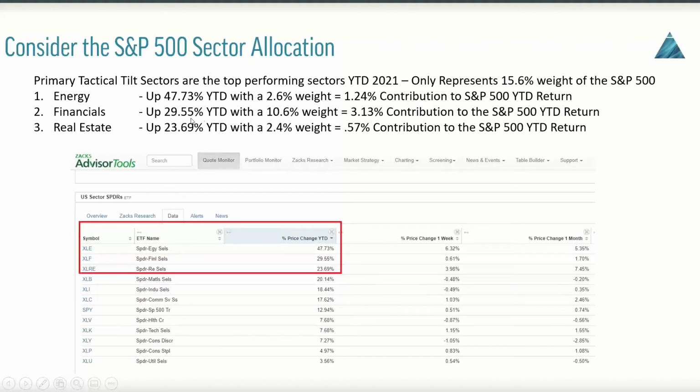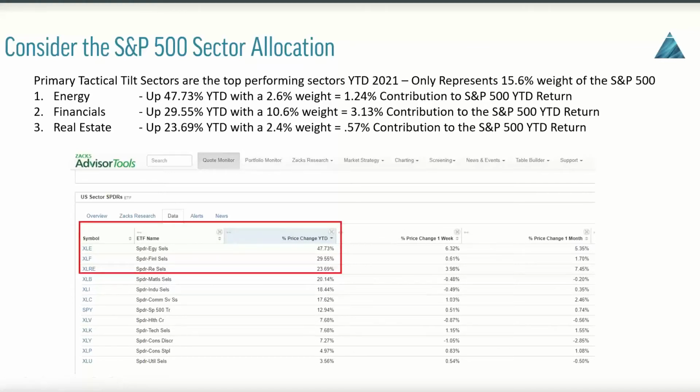Financial is going to be probably your largest. It's clocking in at about 29.5% return year to date. It has a larger weight, obviously 10.6. It's contributing a little bit over 3% year to date to the S&P. But real estate, coming in at almost 24%, really small weight of 2.4, sitting at about 57 basis points worth of contribution to the S&P 500. Okay, so it's very, very easy to get distracted with these primary tilt sectors.